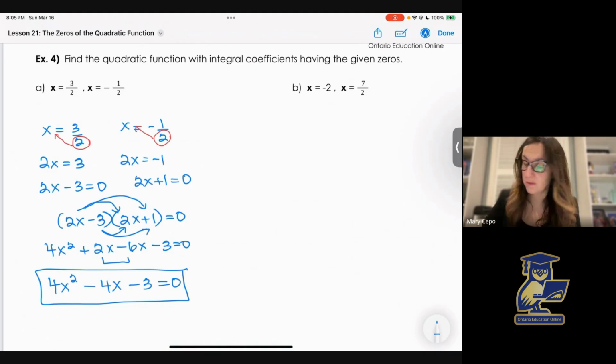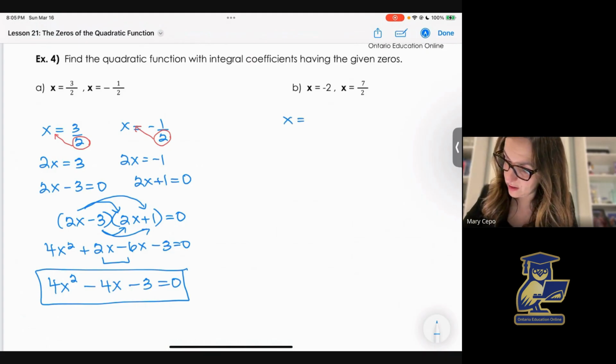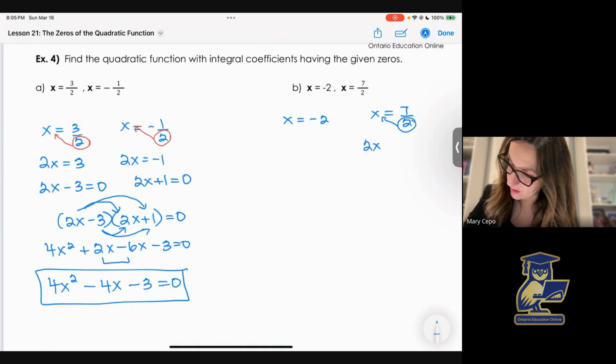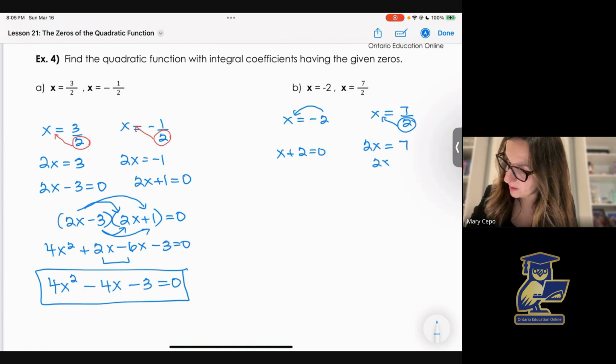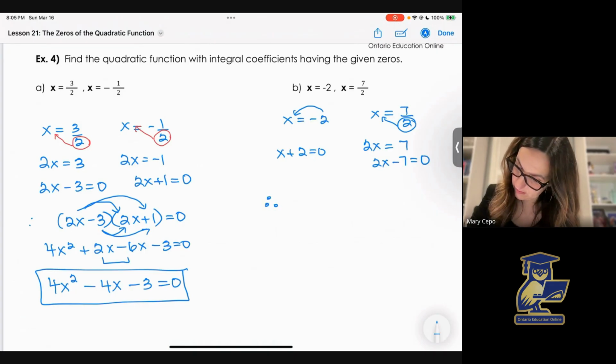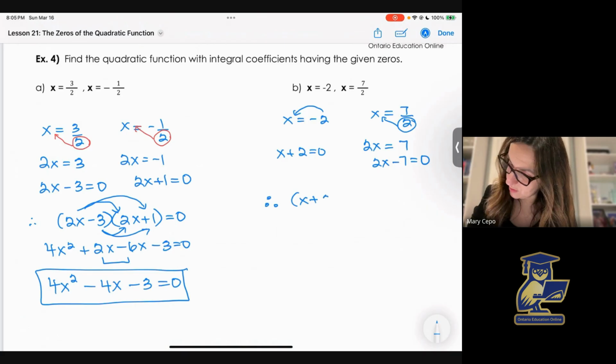Okay, likewise in B, we know x is equal to -2. That is one root. Okay, 7 over 2. So in this case, we bring the 7 over. So this becomes 2x is equal to 7. Bringing over that -2 becomes x plus 2 is equal to 0. And here we have 2x minus 7 is equal to 0. And we can say, therefore, x plus 2 times 2x minus 7 would equal 0.